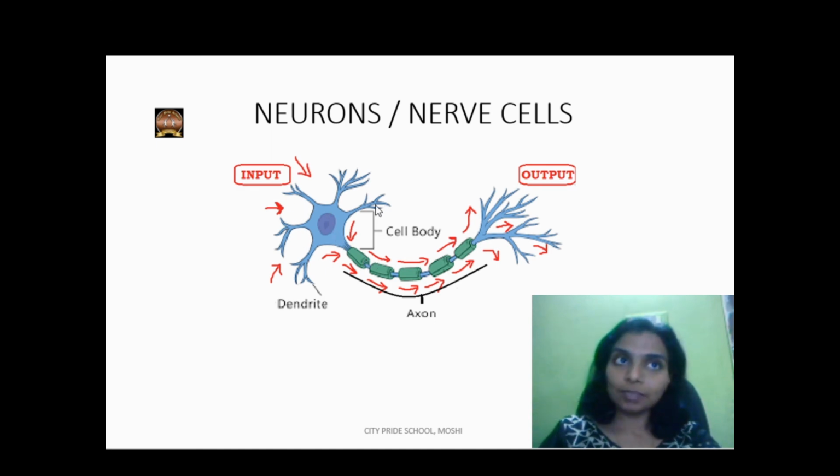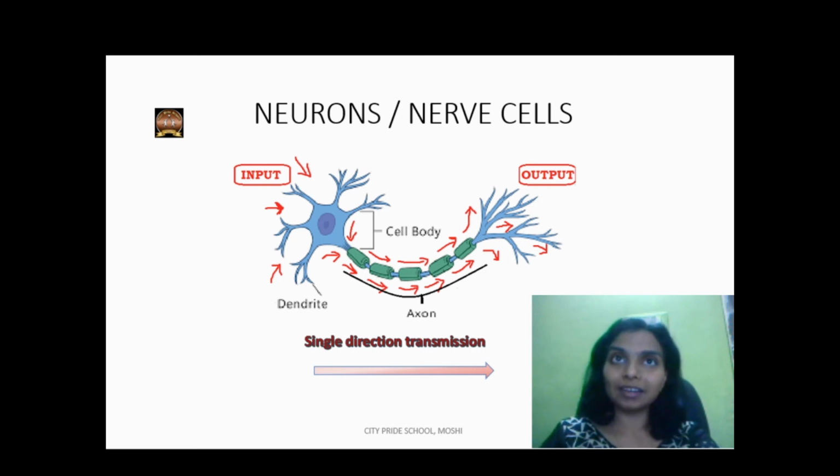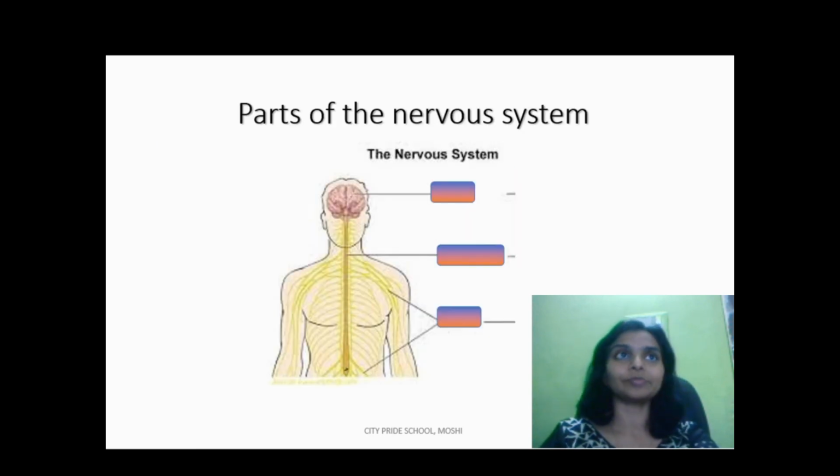Now when a message is being transmitted through a neuron, the message is always received through the dendrites and passed out through the axon. That is, the transmission of messages through a neuron is always happening in a single direction. You also learned about the parts of the nervous system, which are the brain, the spinal cord and nerves.